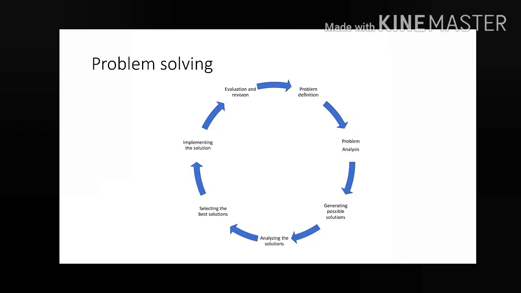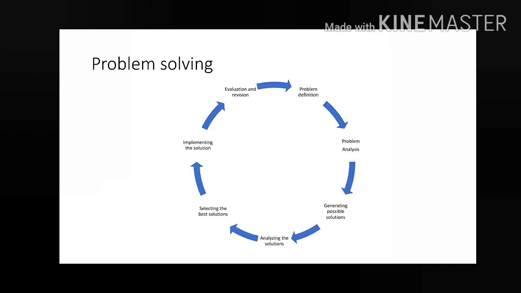Now we have already covered two steps. The first one was the problem definition, the second one is the problem analysis. Now let's come to the next step, that is generating possible solutions. You can only generate possible solutions once you are clear with your problem. So now that particular individual has thought that the health issue is the priority.